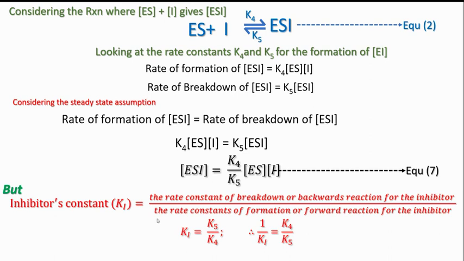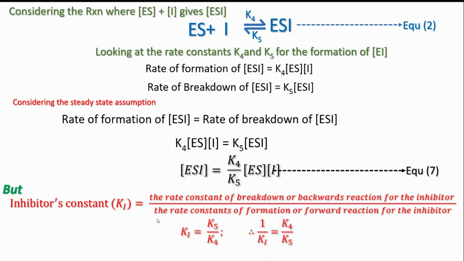So we look for the rate constants K4 and K5. The rate of formation of ESI is equal to K4 multiplied by ES multiplied by I, while the breakdown of ESI will be equal to K5 multiplied by ESI. You can see that in the reaction above. If we consider our steady state assumption, the rate of formation of ESI will be equal to the rate of breakdown of ESI. So we have K4 multiplied by ES multiplied by I equal to K5 multiplied by ESI. Making ESI the subject of the formula, we see that ESI will be equal to K4 over K5, multiplying ES and then multiplying I.